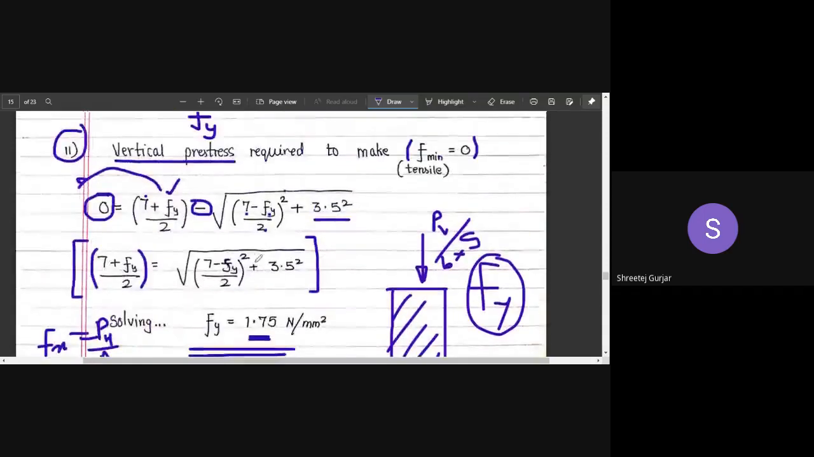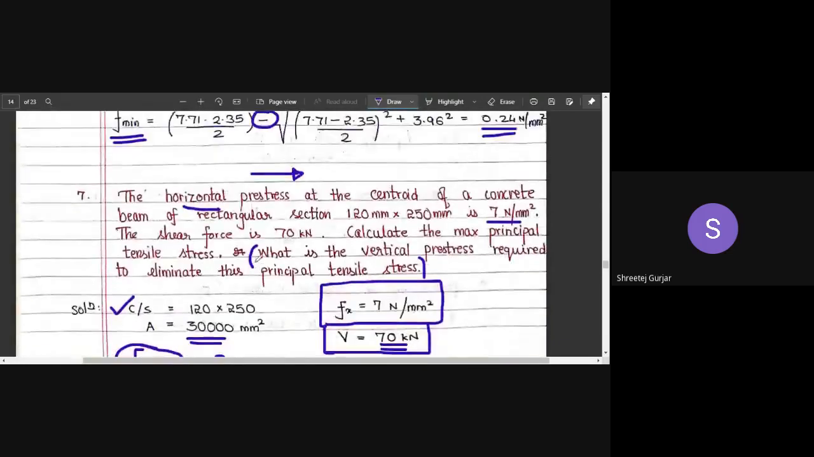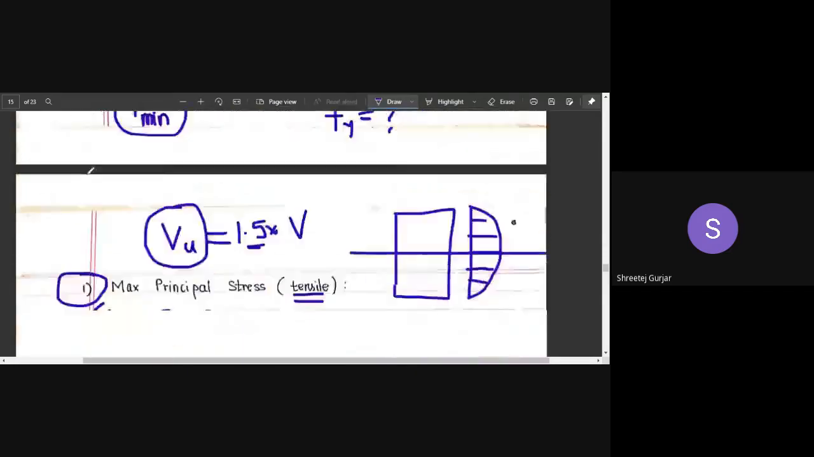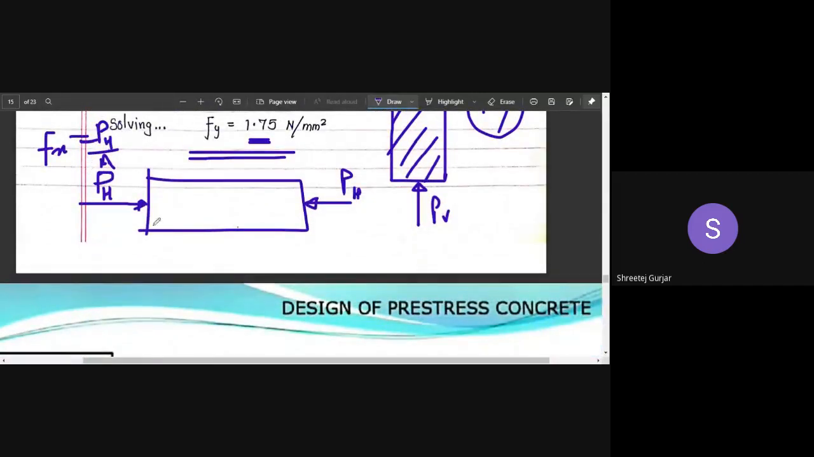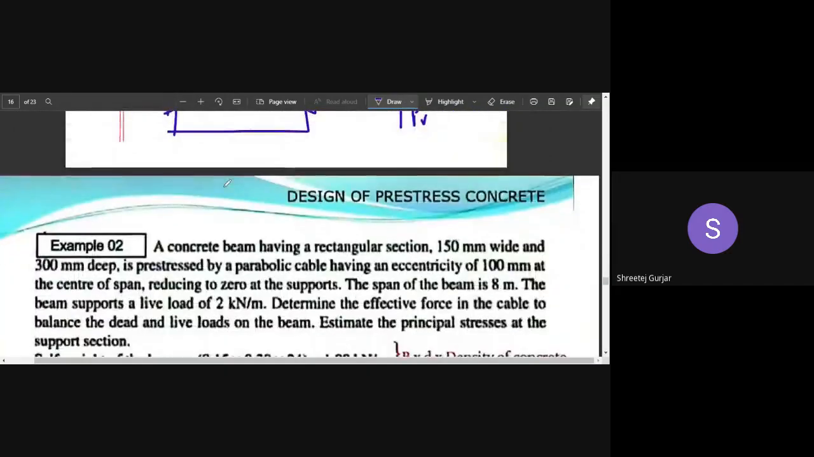Okay, so this is your 7th numerical which we have solved. If you have any doubts, please let me know. I hope you have understood. Okay, so moving on to the next numerical. I hope you are following. If you feel I'm going fast, please feel free to let me know. I will slow down.